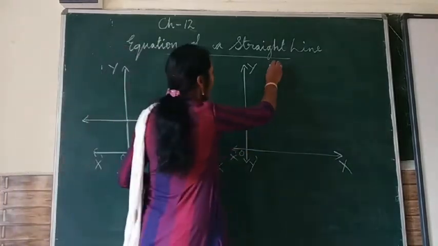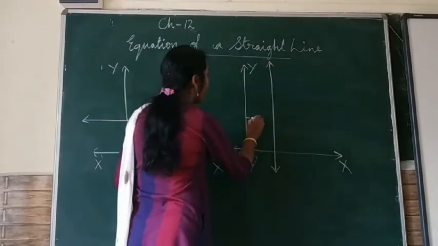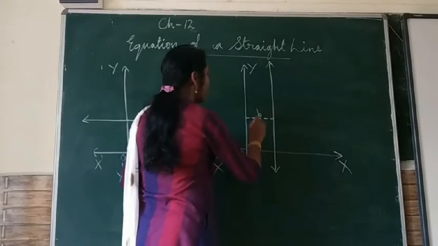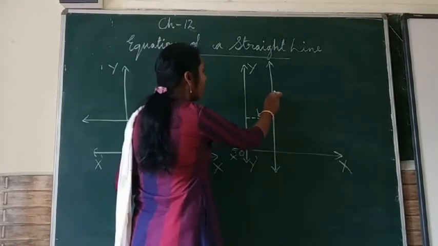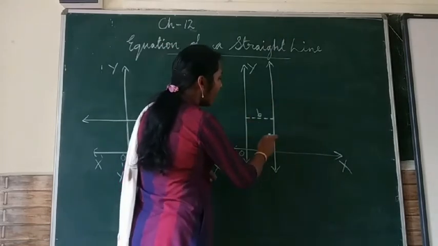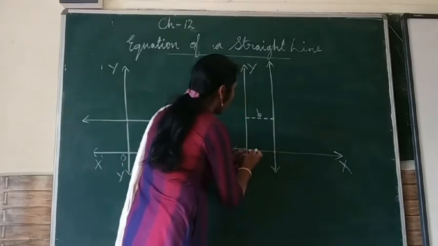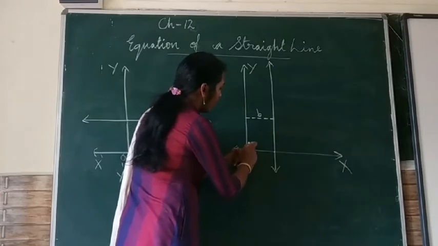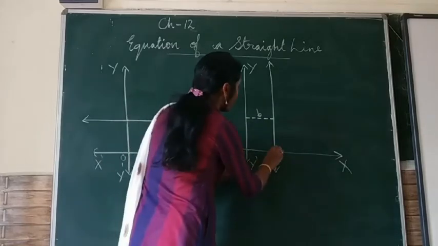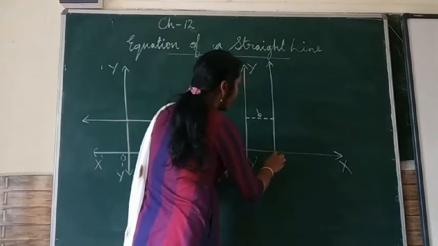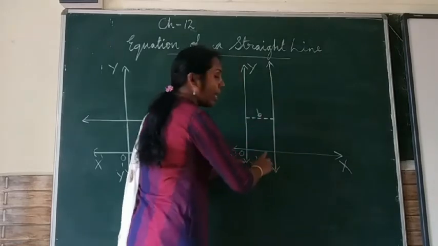Similarly, consider a line parallel to y-axis at a distance b from the y-axis. This line is parallel to y-axis. That means everywhere the distance between the y-axis and the line is same. The distance between the y-axis and the considered line is b units. That means the value of x here is b. Therefore, everywhere on this line the value of x will be same, that is b.